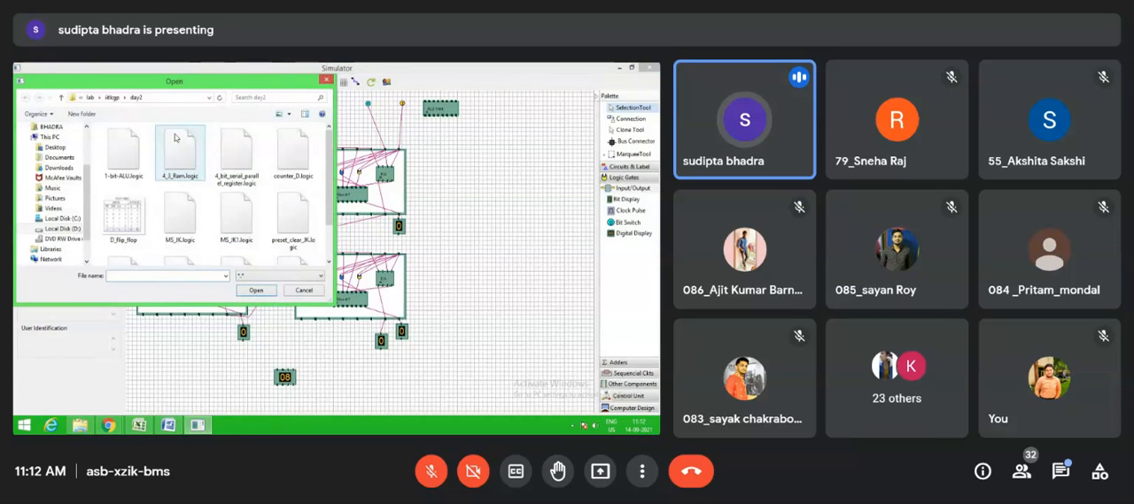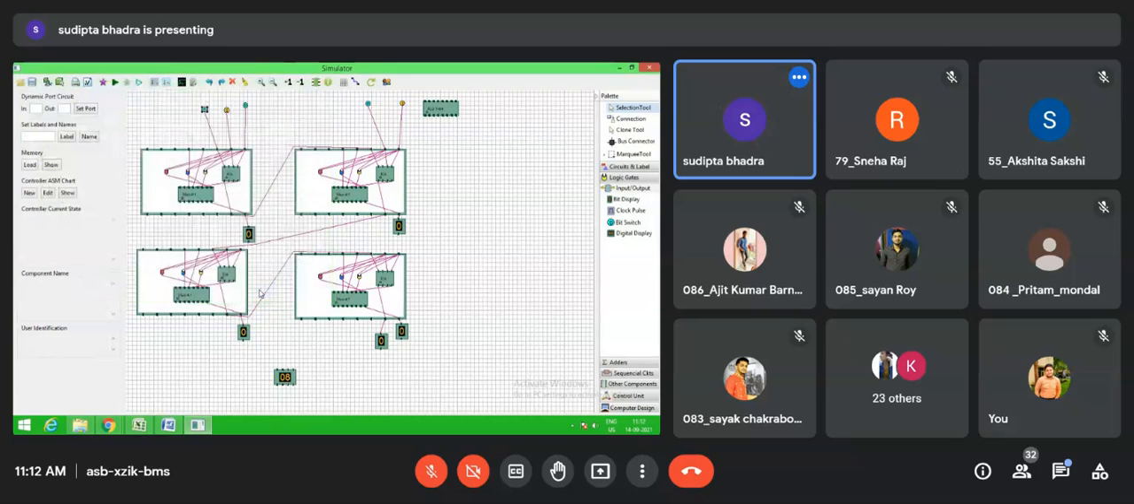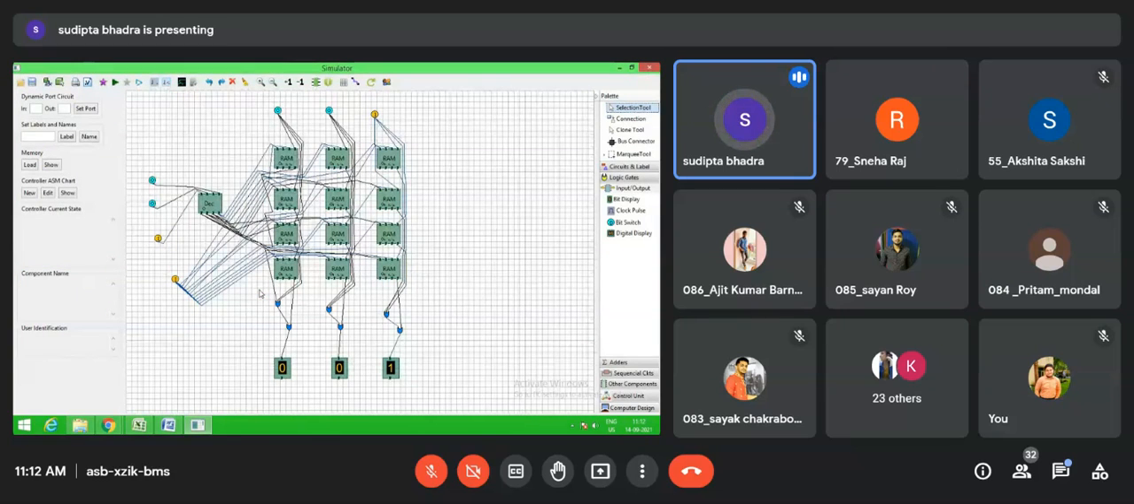Then we have done RAM design. This one is a RAM. This RAM has two address lines. Here these two are address lines. We have used a decoder. This is a 2:4 decoder, meaning with two address lines you can select four addresses to work upon.